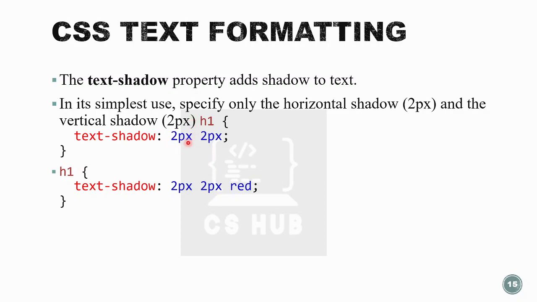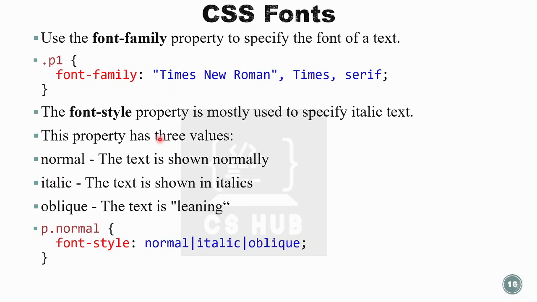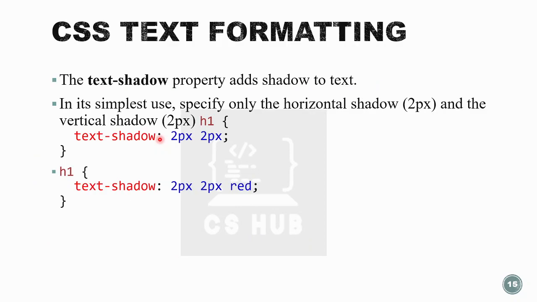So text shadow, 2 px and 2 px. This is the horizontal shadow value. This is the vertical shadow value. That's it. We can add a color also. Text shadow 2 pixel, 2 pixel red, which means the shadow color will be red. This is about text shadow. Okay. So these are the text attributes: text color, text alignment, indentation, letter spacing, word spacing, line height, then text shadow.